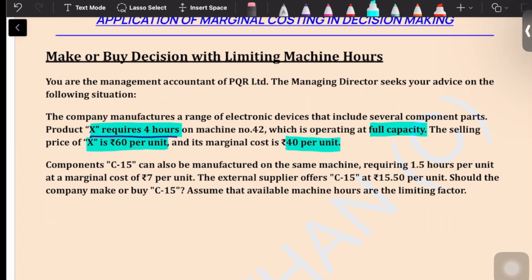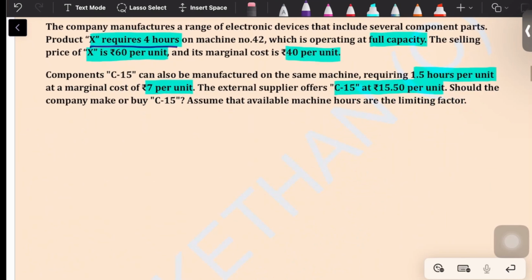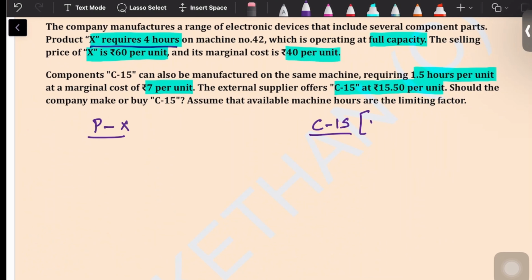Component C15 can also be manufactured on the same machine, requiring 1.5 hours per unit at a marginal cost of 7 per unit. The external supplier offers C15 at 15.5 per unit. Should the company make or buy C15? Assume that the available machine hours are limiting factor. So in this case, I will first write all the detail with respect to product X on one side and C15 on the other side. So this question is asking what? Should I make C15 or buy C15?